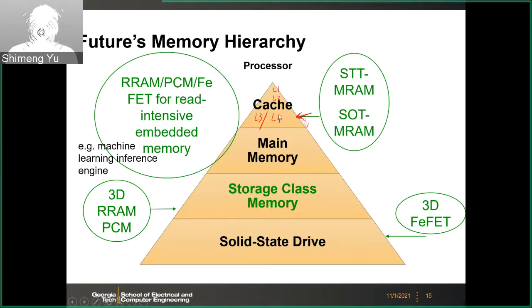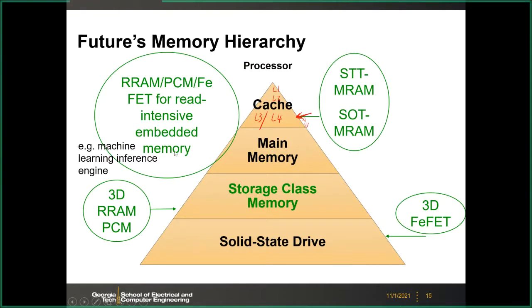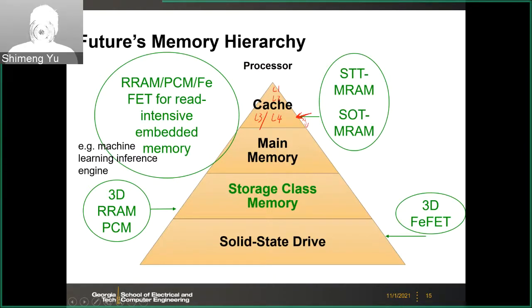So they may have a chance here. And the RRAM, phase change memory, and FE-FET are good for read-intensive embedded memory applications. Here, they are good in the read, and actually FE-FET is maybe also good in write. But at least for RRAM and phase change, the read properties are good. The write, they still need large current and large energy.